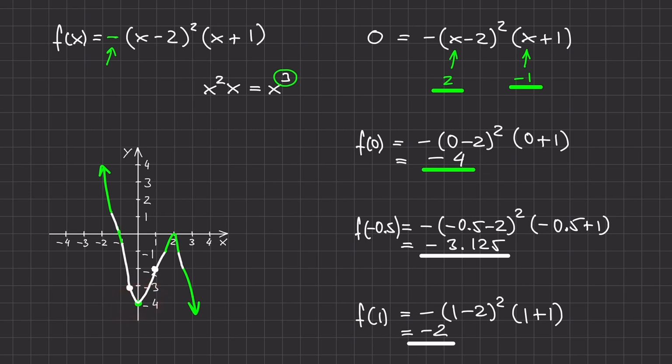We can check whether the graph is drawn correctly using the fact that the maximum number of turning points is 1 less than 3, which is 2. Because the graph has 2 turning points, we have not violated the maximum number possible.